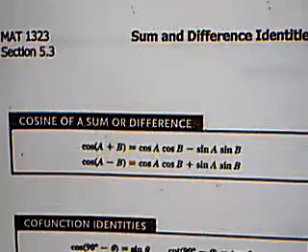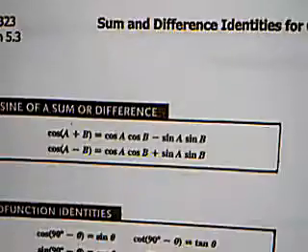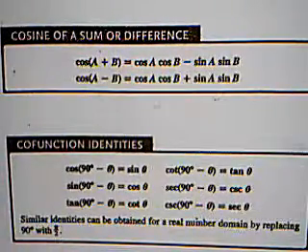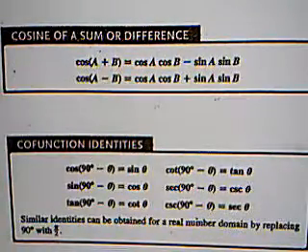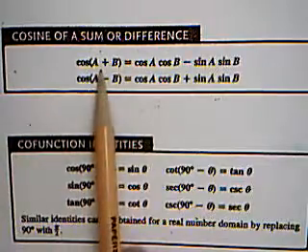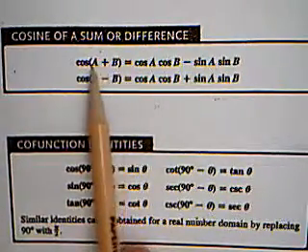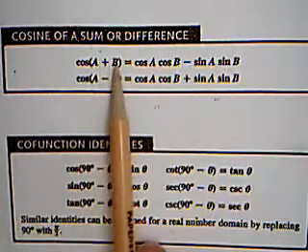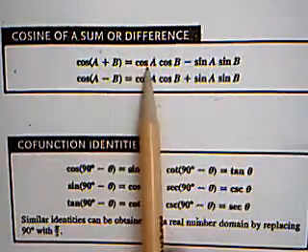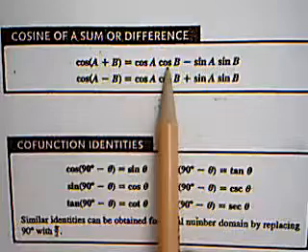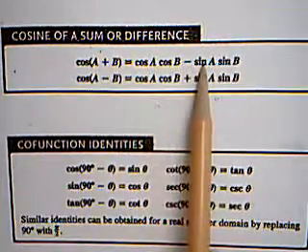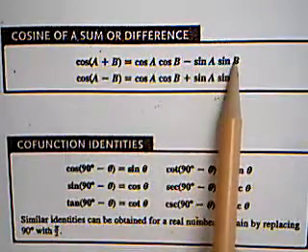Section 5.3 is on the sum and difference identities for cosine only. If you look at the first chart here at the top of the notes, we have two identities. The first one is the cosine of a sum. Cosine of A plus B is equal to cosine of A times cosine of B minus sine of A times sine of B.